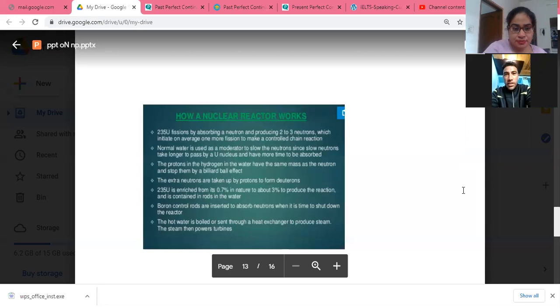Uranium-235 is enriched from 0.7% in nature to about 3% to produce the reaction, and is contained in rods in the water. Boron control rods are inserted to absorb neutrons. The hot water is boiled or sent through a heat exchanger to produce steam. The steam then powers turbines.